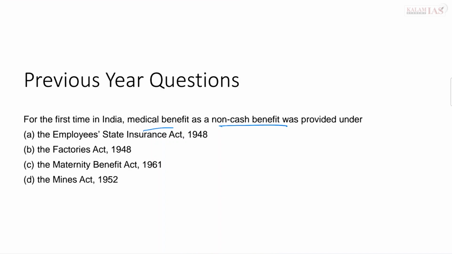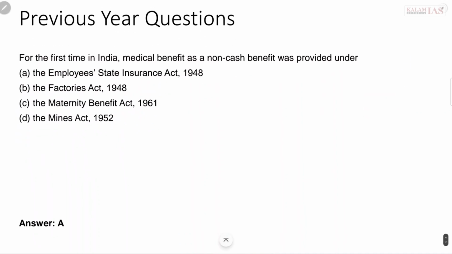We discussed this also in this class. The answer is A. Employee State Insurance Act was the first time that any social security legislation was enacted in India, and medical benefits including disablement benefits, sickness benefits, all of these were provided to employees. So the answer is A, the Employee State Insurance Act 1948.